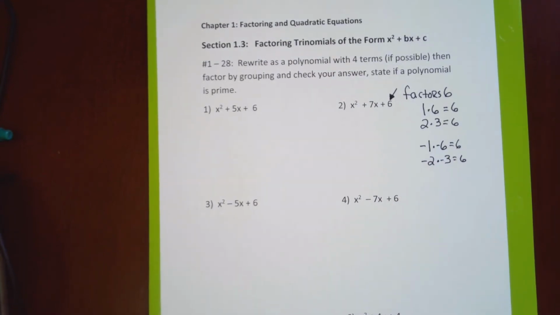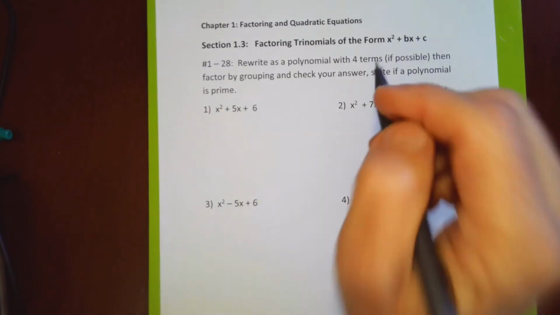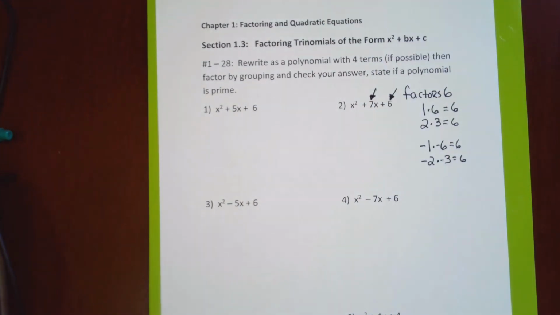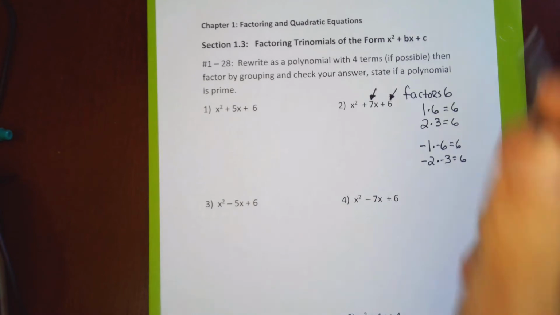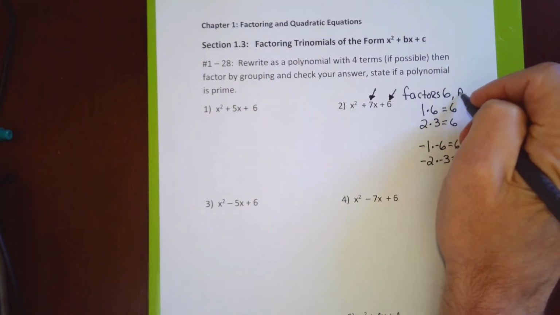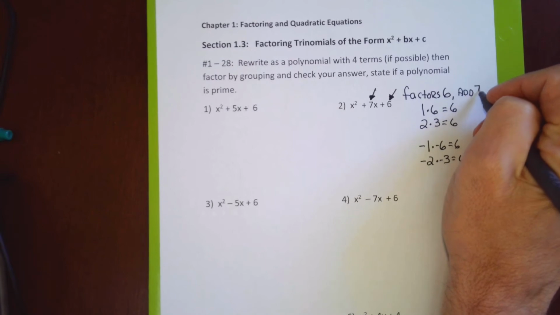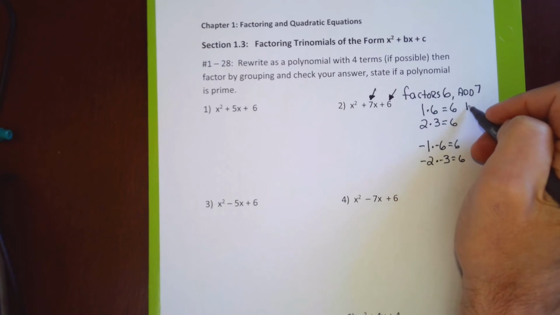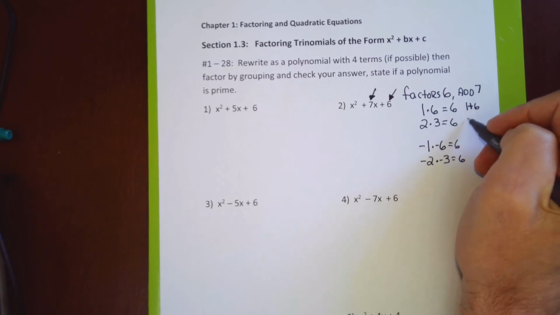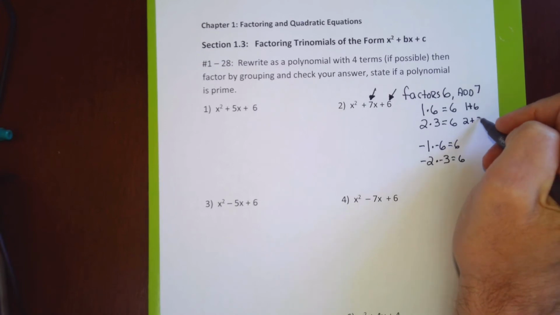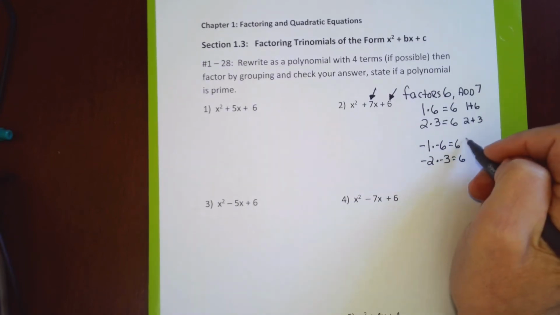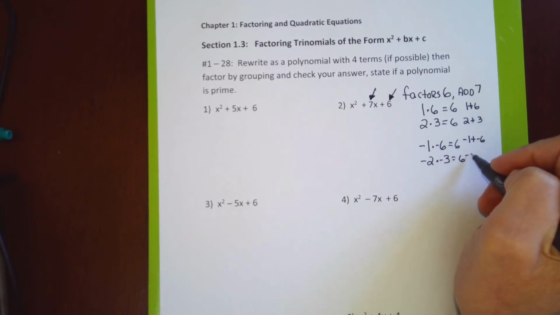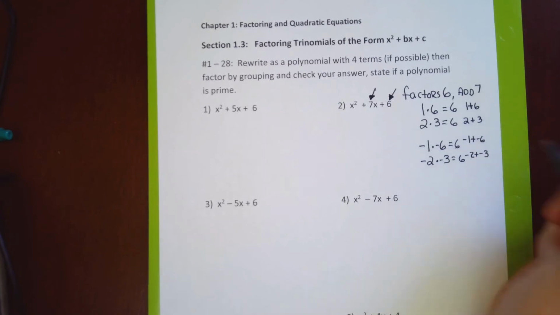So I start off by looking at the last number, and then I look at the middle coefficient, the coefficient in front of the middle term in the problem. I'm going to look for the factors of 6 that add to that middle number. So I'm going to look at the factors of 6 here. 1 and 6 is 6. 2 and 3 multiplies to 6. Negative 1 times negative 6 is 6. And negative 2 times negative 3 is 6. I'm going to add those in a second.